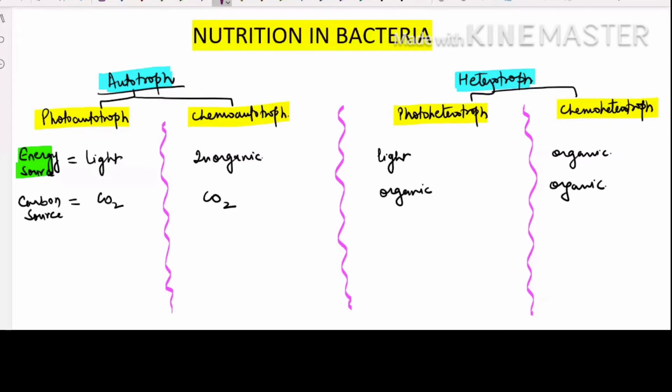Another learning, see, vast majority are your heterotrophs. According to the NCERT, this is given in the biological classification. The vast majority of the bacteria are heterotrophs. But chemoautotrophs are the ones which help in recycling nutrients. So I think the two sources are clear, carbon source and energy source.